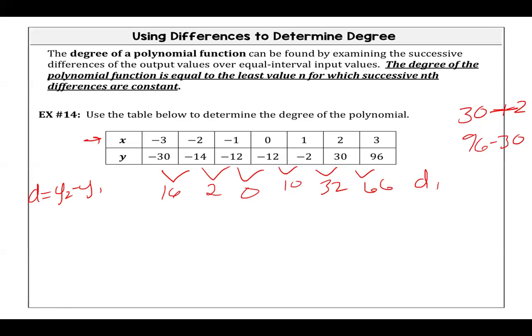So therefore, we know it's not a first degree polynomial, aka a linear model, right? Do you remember now? Yes. Okay. I told you I didn't lie to you. Now we're going to do our D2.